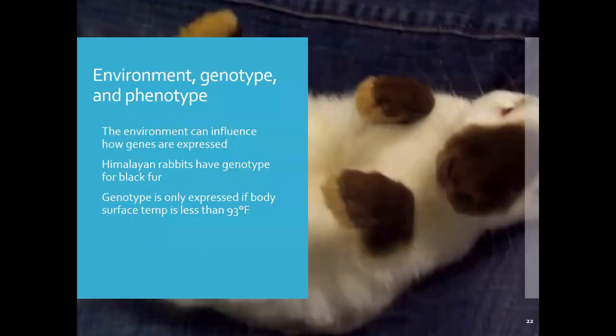Now, our environment can actually change how our genotype expresses. So, in Himalayan rabbits, they have the genotype for black fur, but that genotype is only expressed if the body's surface temperature is less than 93 degrees Fahrenheit. So, where does that happen? It happens on the paws, the nose, and the ears. So you get a white rabbit with black paws, nose, and ears.